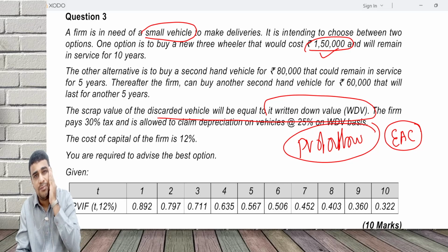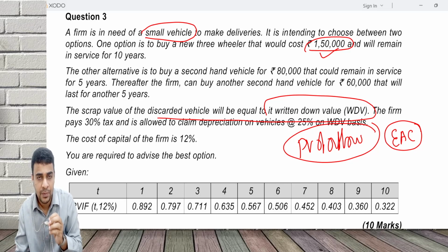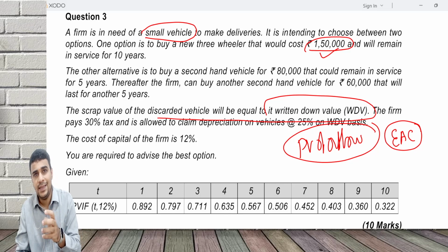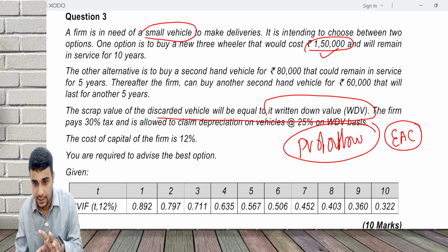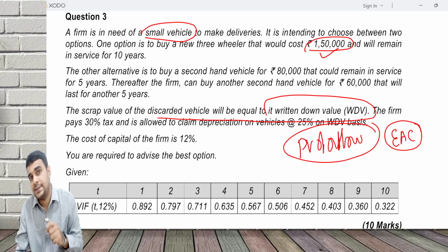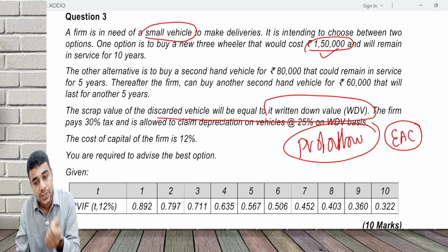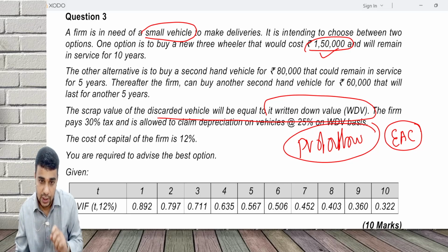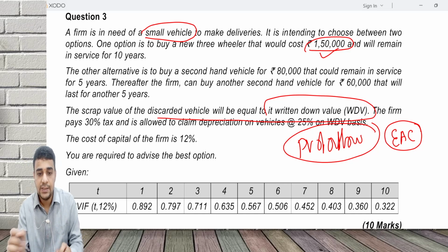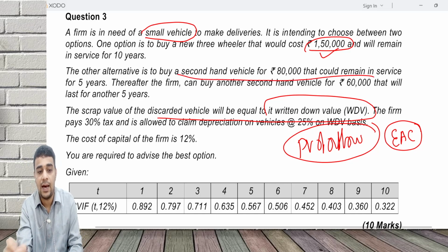We had a similar problem in class where the company wanted to take a machine on lease, but I think in that question the tax rate was not there. I don't remember it exactly, but if tax rates are not there, then depreciation adjustment is not needed. But if a tax rate is there, you will have to claim depreciation and the tax benefit on depreciation. So one option is to go for a new machine, the second is to go for a second-hand vehicle which will last for 5 years.